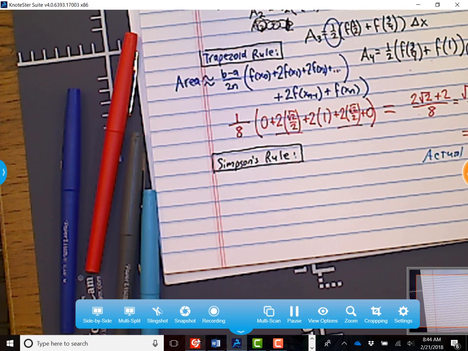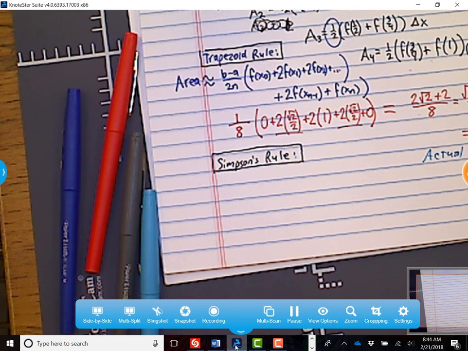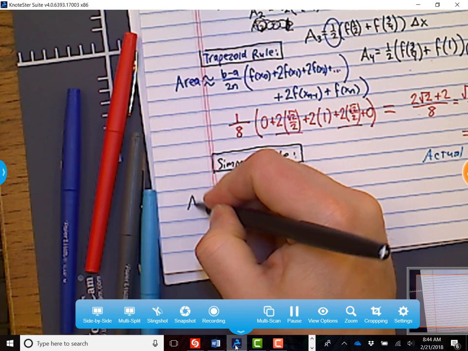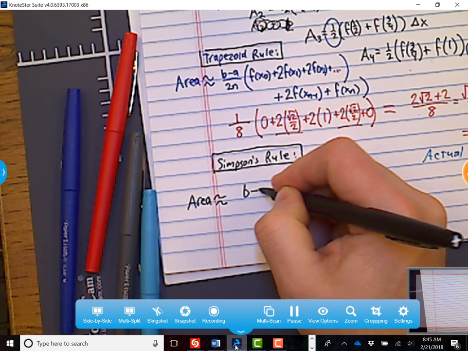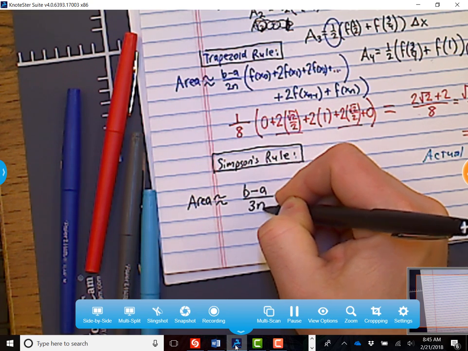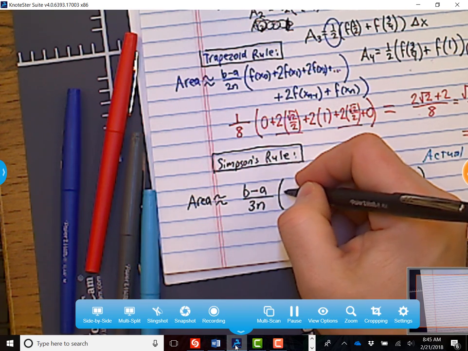Anyways, Simpson's rule says, well, okay, see how they have delta x? Remember how we represented delta x? We did b minus a over n, right? But you notice that they're dividing by 3 for Simpson's rule? So instead of having a 1/2, you kind of have a 1/3 out front. So let's write it as area is approximately b minus a over 3n times some stuff. Now what's the stuff?